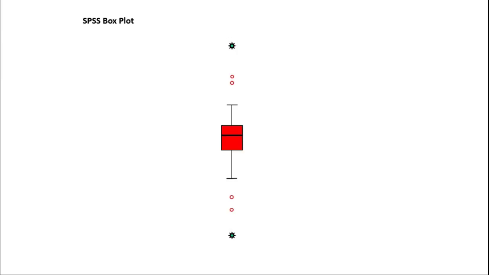So what have we got? We've got the box, we've got the whiskers. These whiskers are not representing the maximum and minimum values, they're representing cutoff points. Beyond those cutoff points you have a region that represents outliers, denoted by circles. Beyond the outlier area is the extreme value area, represented by these stars. There's the median, and the interquartile range is the difference between this value and this value, which is the length of the box.